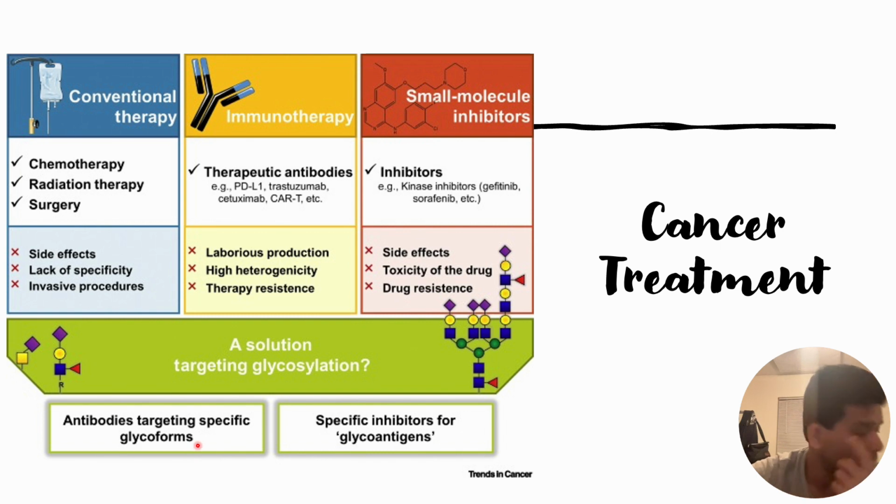That leads to aberrant glycan epitopes that can be expressed on the cell surface membrane. So antibodies can be developed against those glycoforms, or some specific inhibitors can be used to target those glycoantigens and trigger the immune response against the tumor cells that contain them. And these glycoantigens are more specific to the tumor cells compared to the healthy cells.